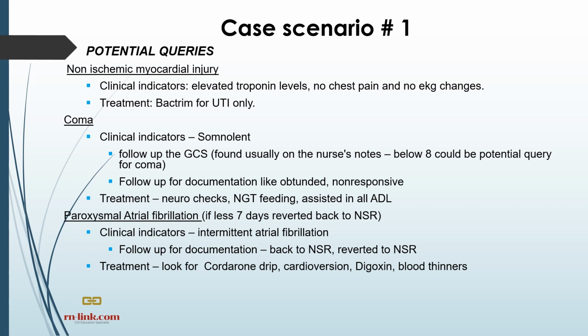Paroxysmal atrial fibrillation, if less than 7 days and reverted back to normal sinus rhythm. Clinical indicators: intermittent atrial fibrillation. Follow up for documentation: back to normal sinus rhythm, reverted to normal sinus rhythm. Treatment: look for cortisone drip, cardioversion, digoxin, blood thinners.